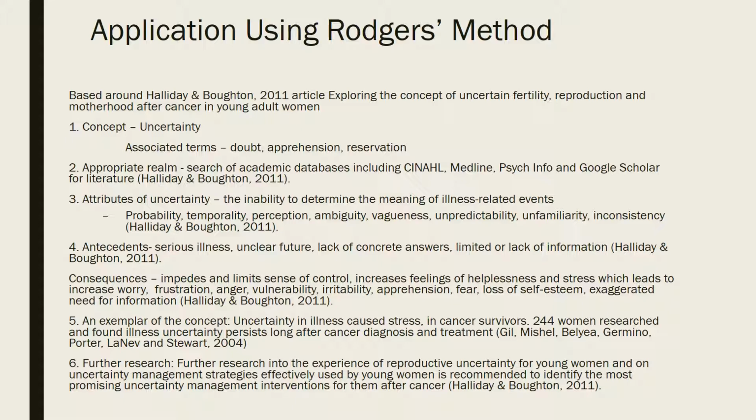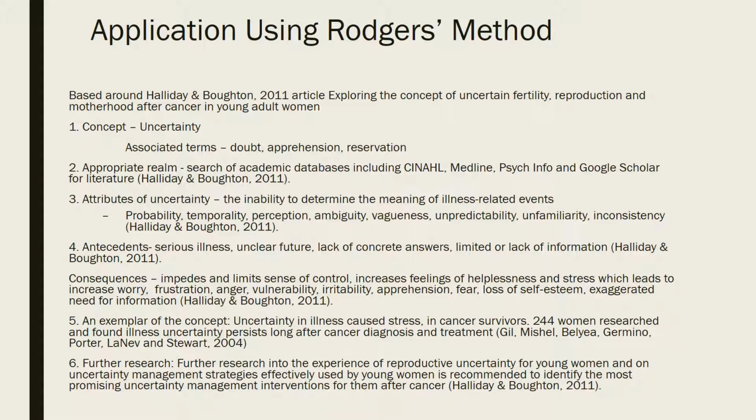The consequences: impedes and limits sense of control, increases feelings of helplessness and stress, which leads to increased worry, frustration, anger, vulnerability, irritability, apprehension, fear, loss of self-esteem, and exaggerated need for help. So, an exemplar of the concept. I struggled on this one a little bit, but there was one study that they referenced in theirs that was research of 244 women, which found illness uncertainty persisted long after cancer diagnosis and treatment.